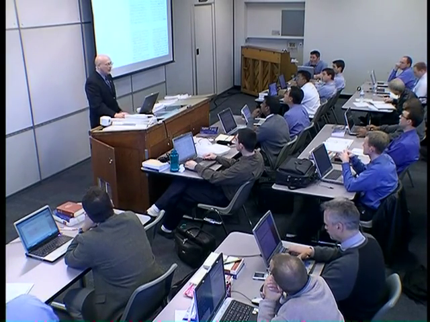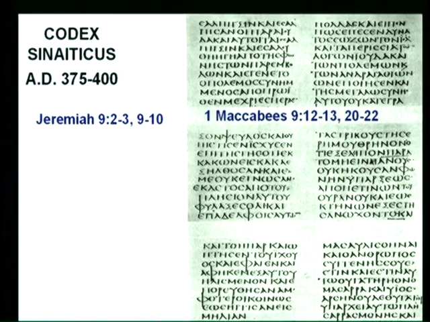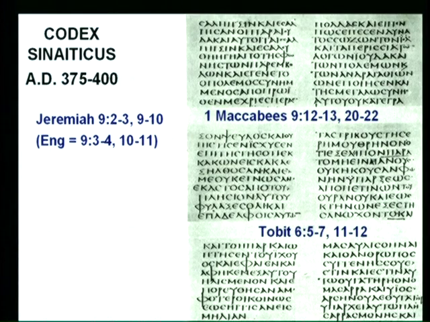All right. Jeremiah 9, 2 to 3 and 9 to 10 is in the second 2 there in the middle. In the English, that'd be 9, 3 to 4 and 10 to 11. And then the book of Tobit at the bottom. And so you can see it's photographed and chopped up here. And in actuality, Codex Sinaiticus has 4 columns of text. So you're only getting 2 of the columns here.